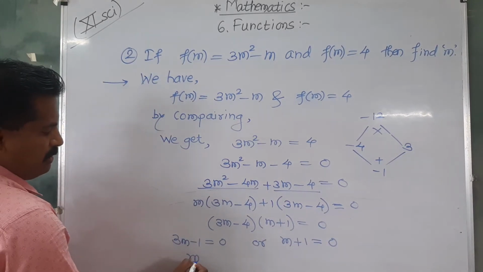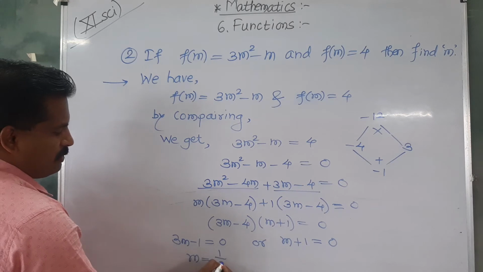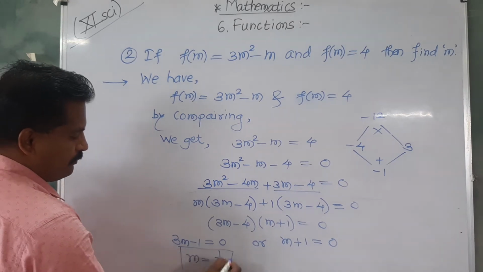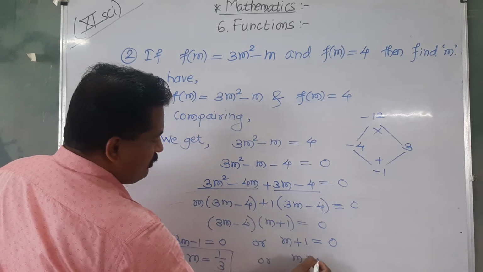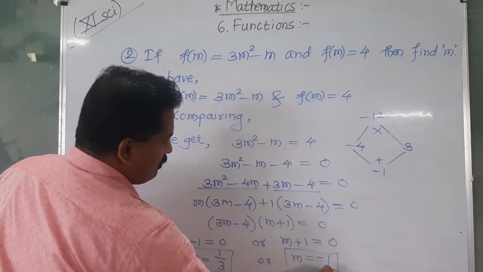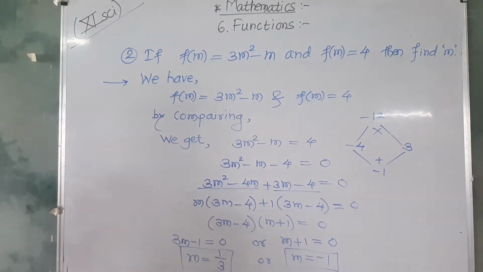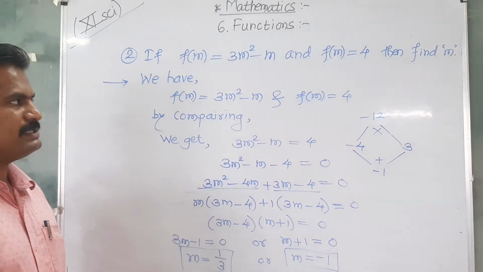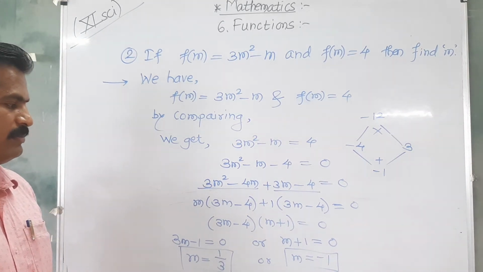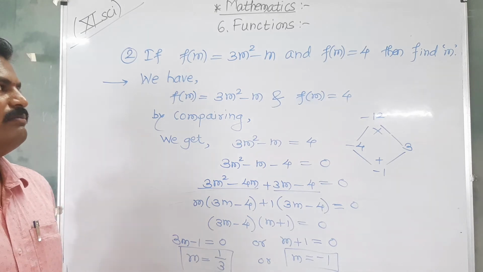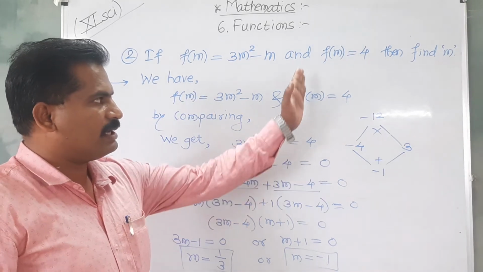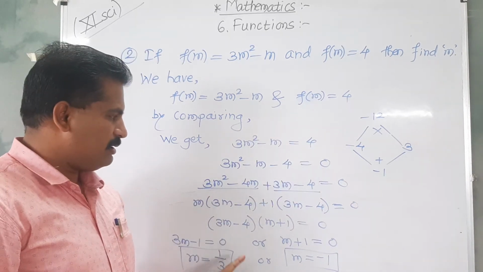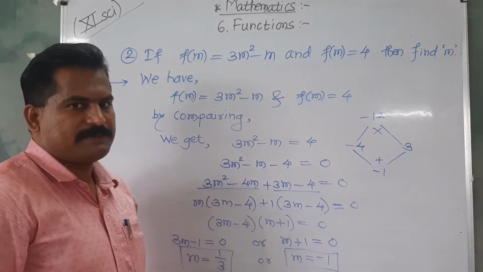Lastly, 3m minus 4 is equal to 0, or m plus 1 is equal to 0. We get m is equal to 4 upon 3, or m is equal to minus 1. Okay, that means the value of m can be found by using the value of the function. Okay.